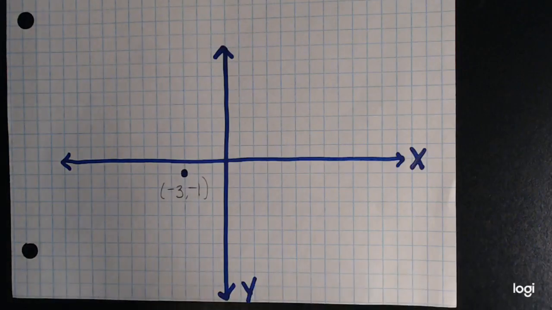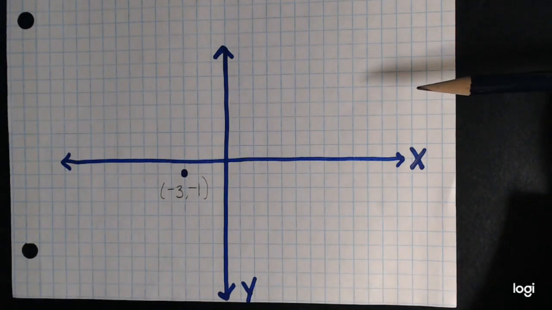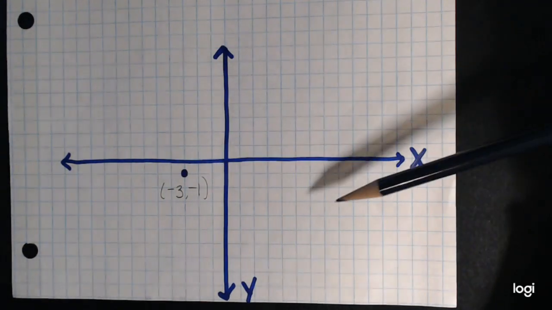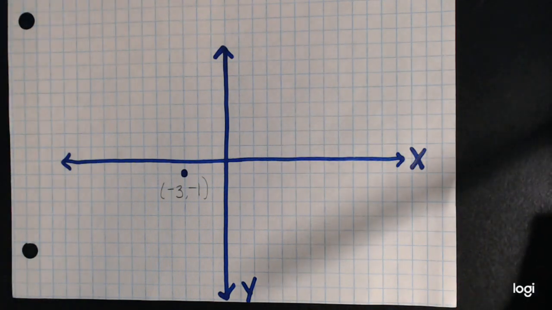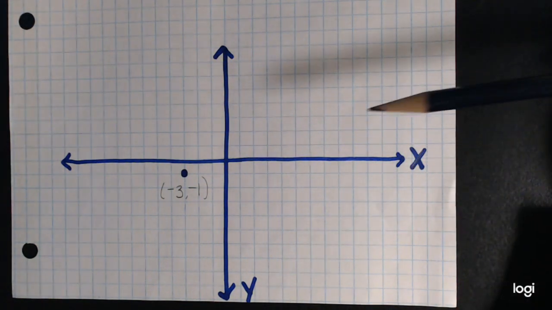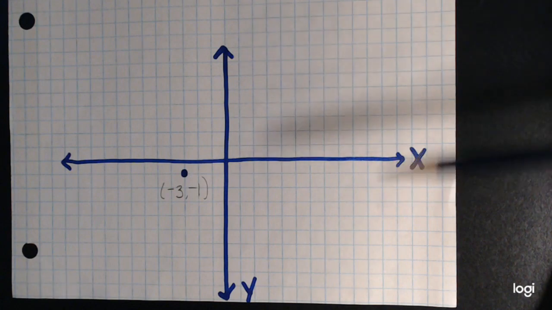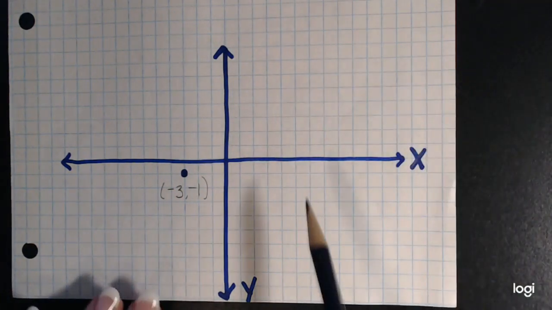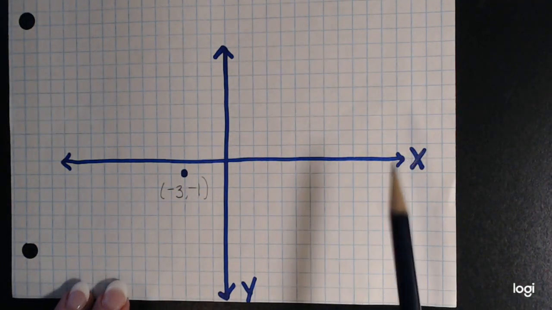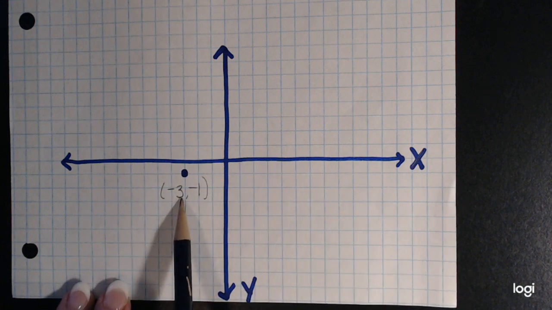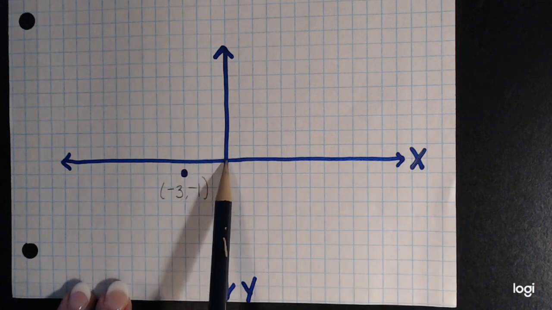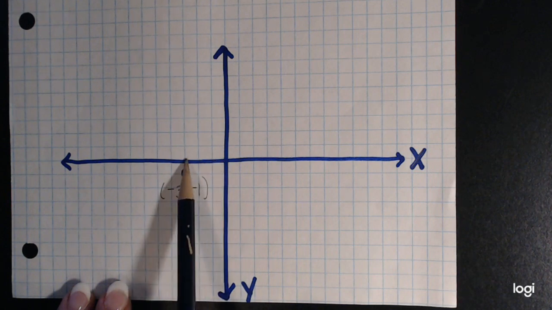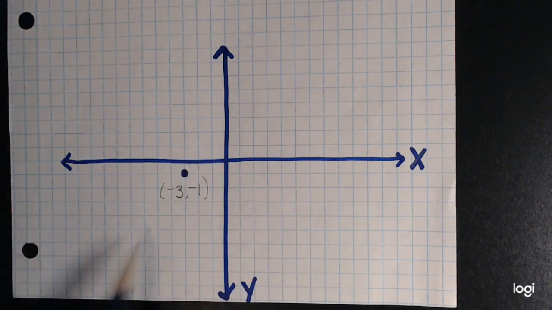So sometimes it's hard to reflect a point over an axis when you don't have graph paper. So these next couple of problems, I'm just going to have you follow along. You don't have to draw this in your notes, but I want you to look. I've drawn here my x-axis, my y-axis. I have given you the point -3, -1. I started at my origin, 1, 2, 3, and I went down 1. That's where my point is located.